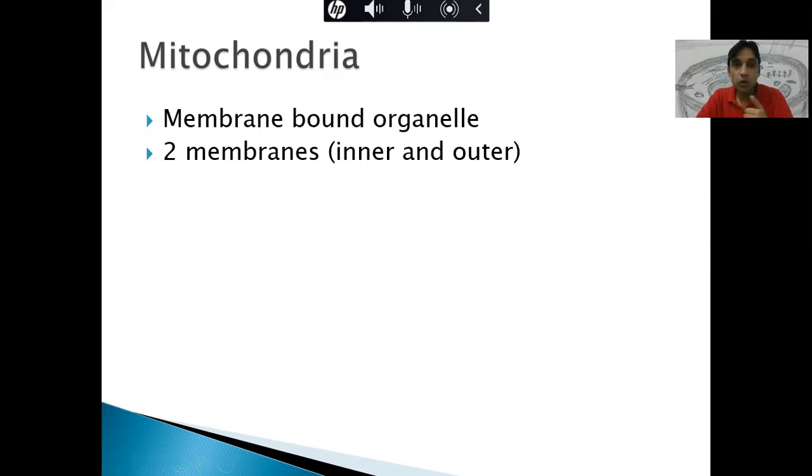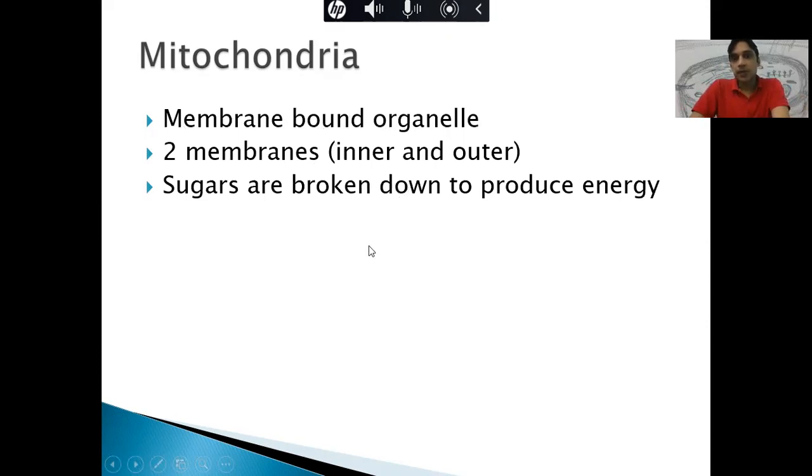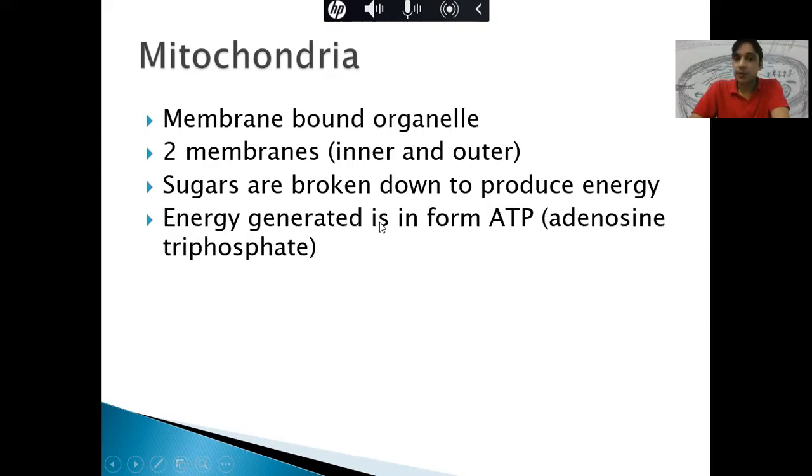Remember, no membranous bounded structure is present in prokaryotic cells. The mitochondria is a double membranous structure. There is an inner membrane and an outer membrane. This is the place where energy is produced as a result of the chemical reaction in which sugar molecules are broken down into simpler components and produce energy.